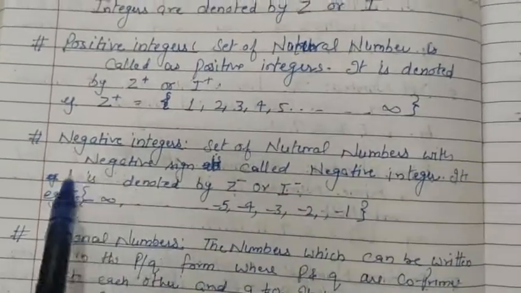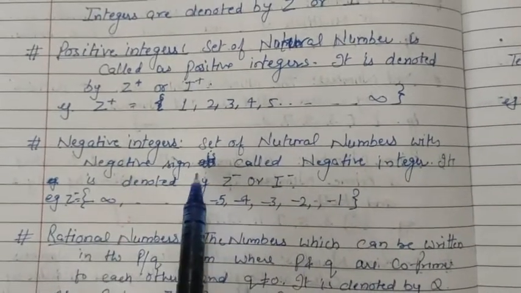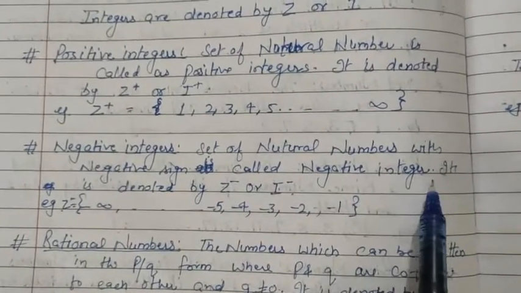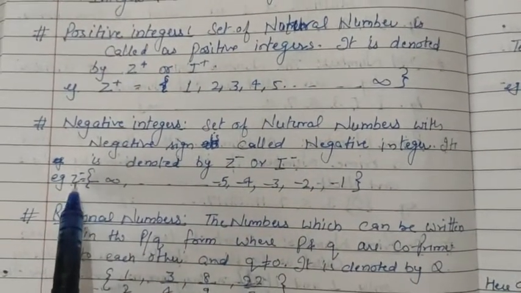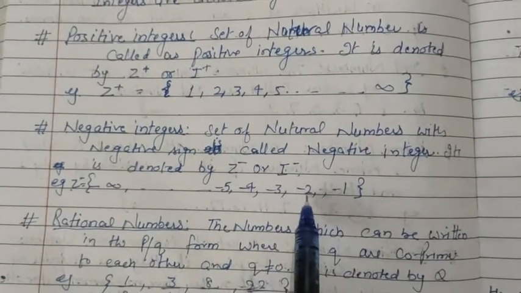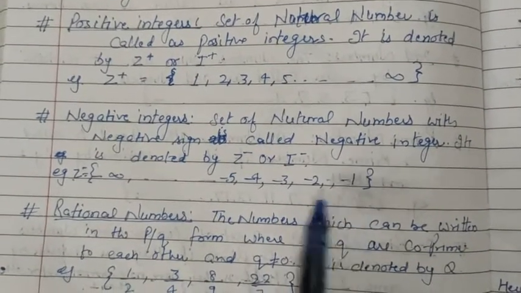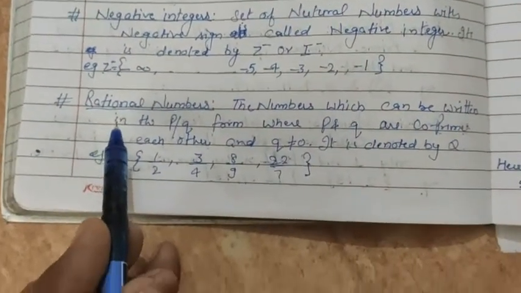Next one is negative integers. The set of natural numbers with negative signs is called negative integers. It is denoted by Z minus or I minus. For example, Z minus equals minus infinity, minus 5, minus 4, minus 3, minus 2, minus 1. So we can say minus 1 to minus infinity, all are negative integers. Next one is rational number.